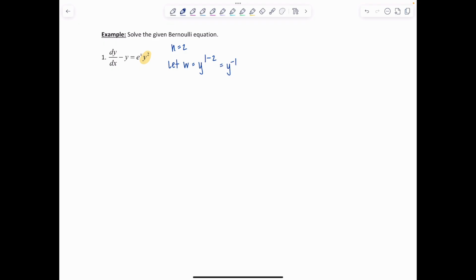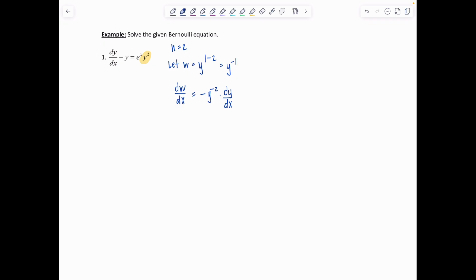So this would be y to the negative first. Then you differentiate with respect to x. So dw/dx equals negative y to the negative second, don't forget the chain rule, times dy/dx. Are we good? Okay, perfect.